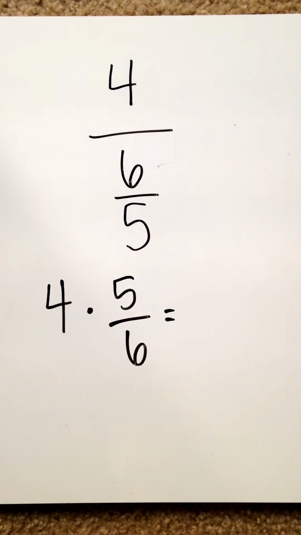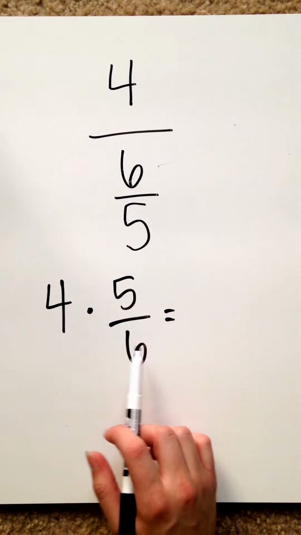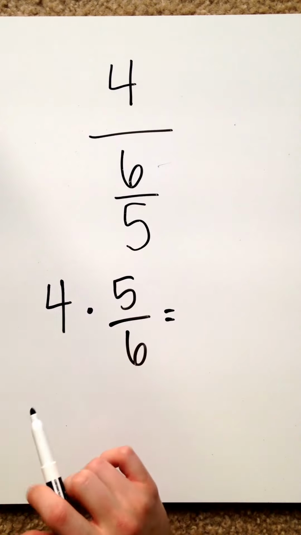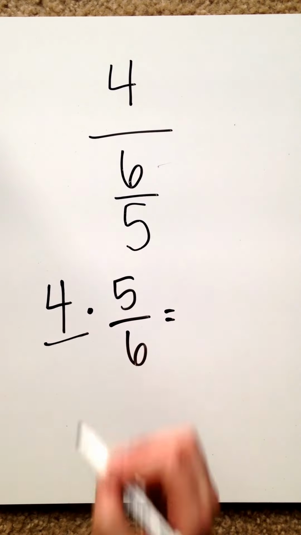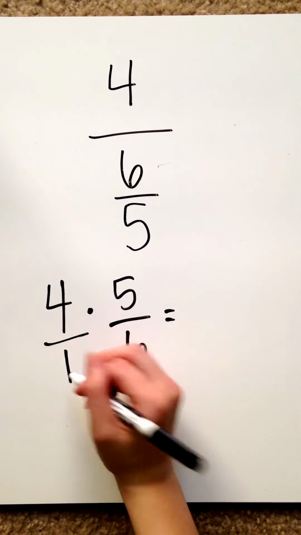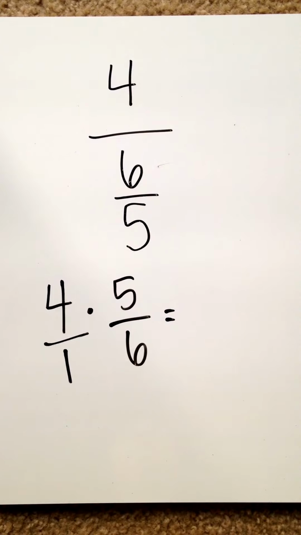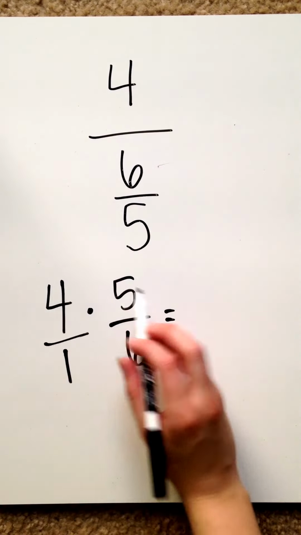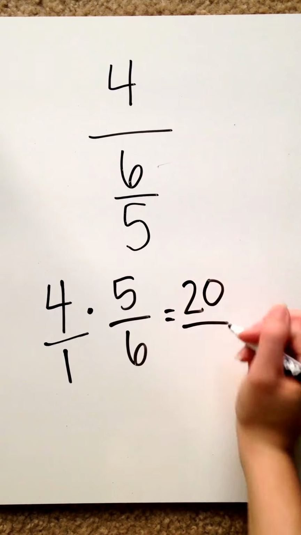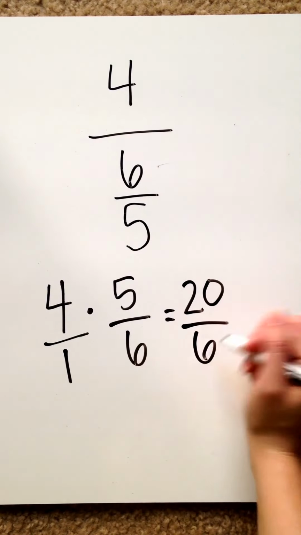Now, when we multiply with fractions, we really want to multiply with both a numerator and denominator. Since this 4 doesn't have a denominator, I want to give it one. Whole numbers, we always just put over 1. Now we can multiply across. 4 times 5, we get 20. 1 times 6, we will get 6.